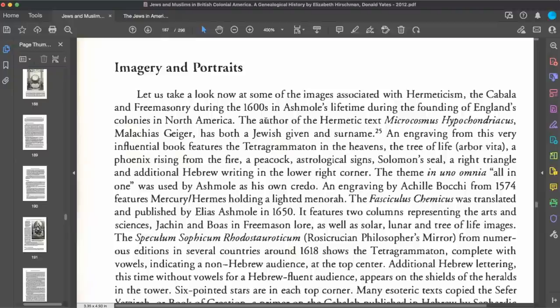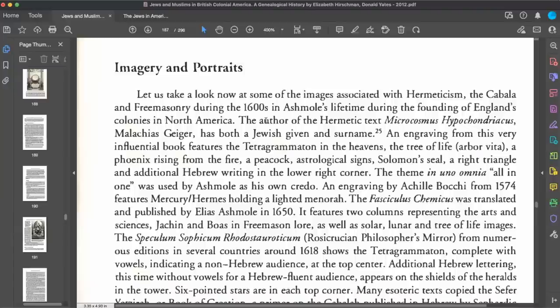An engraving by Achille Bocchi from 1574 features Mercury, Hermes, holding a lighted menorah. The Fasciculus Chemicus was translated and published by Elias Ashmole in 1650. It features two columns representing the arts and sciences, Hakim and Boaz, and Freemason lore, as well as solar, lunar, and tree of life images.